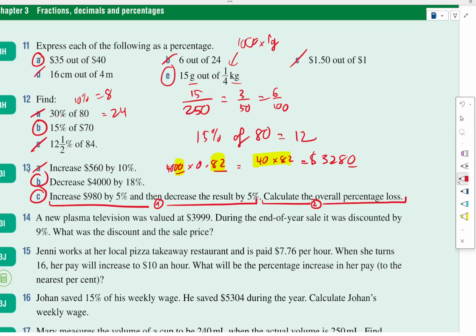So remember, for decrease, it's easier to find the 1%, times it up by 5 and then subtract it. After increase by 5%, you should get 1029, right? Yeah. Okay, so now we find 1%. 10.29. And then times up by 5. So work that out and then you subtract it from 1029.